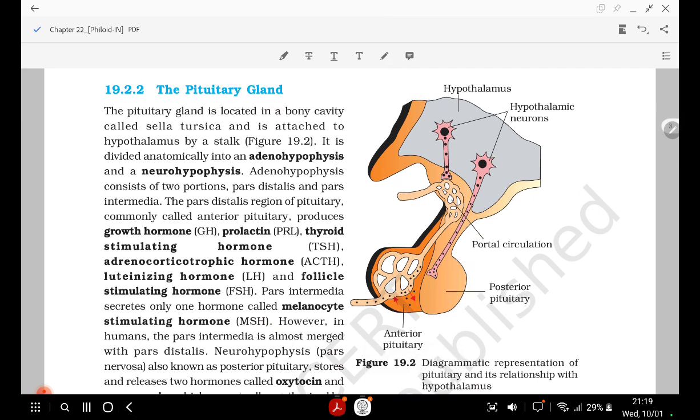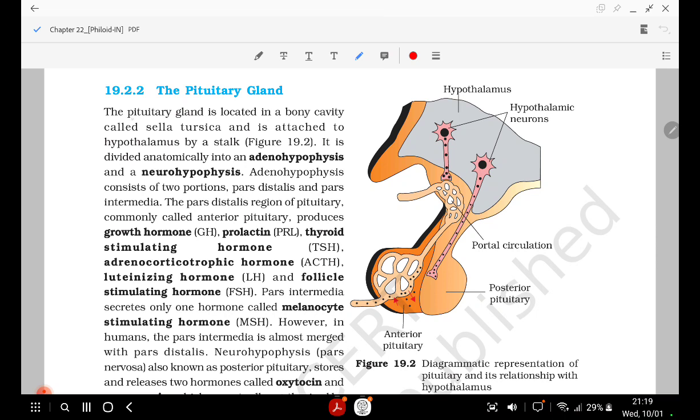Pituitary gland is located in a bony cavity called sella turcica. This sella turcica is a depression present in the sphenoid bone. Generally, sella turcica is a cavity formed by modification of the sphenoid bone, and the pituitary gland is attached to the hypothalamus by a stalk. That stalk is called the infundibulum.